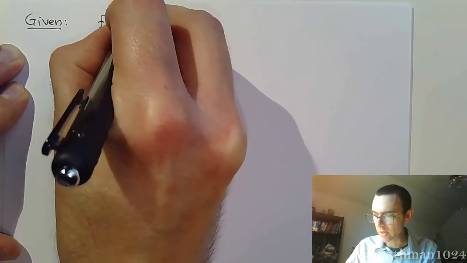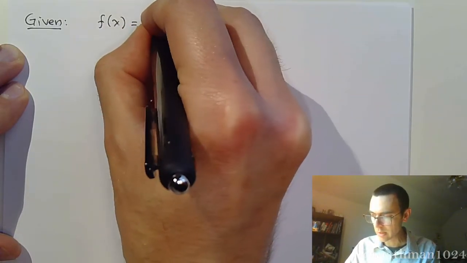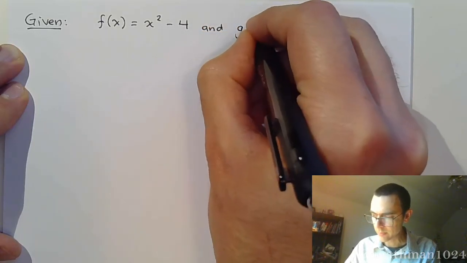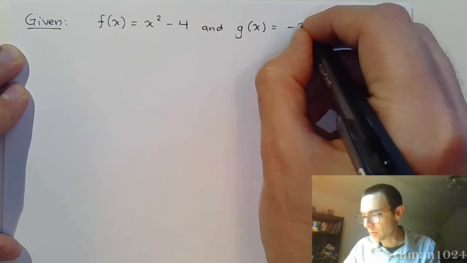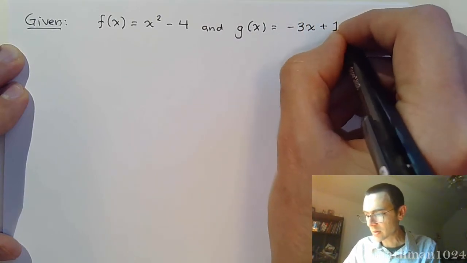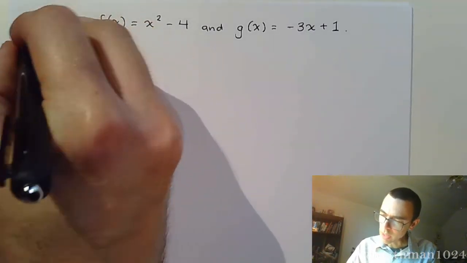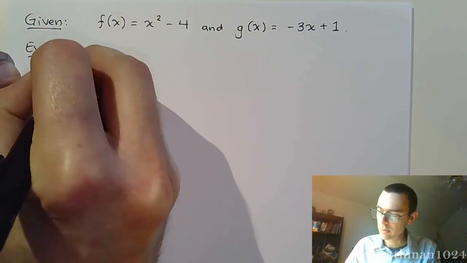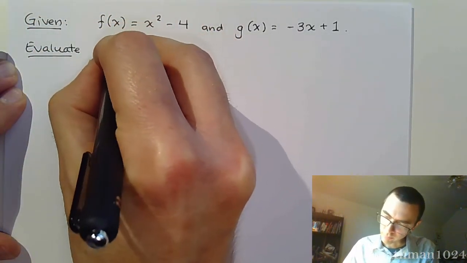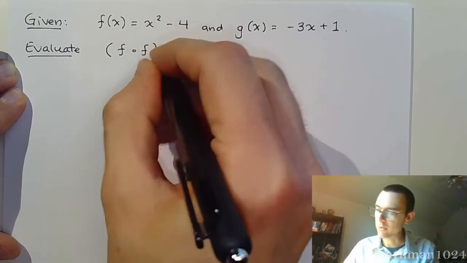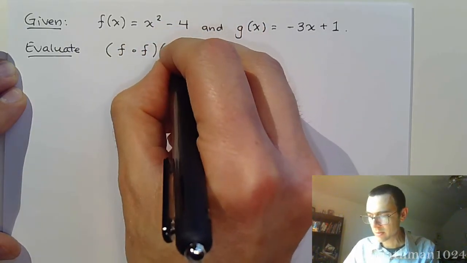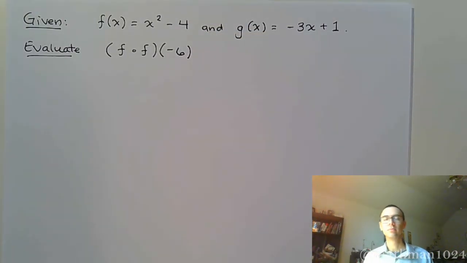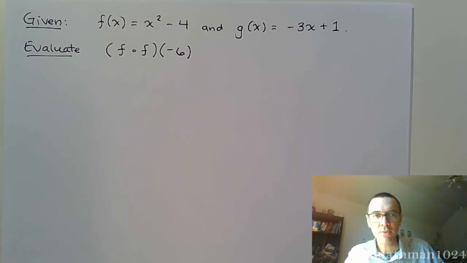Let's do this. Let's say f of x is equal to x squared minus 4 and g of x equals negative 3x plus 1. And I want you to evaluate f of f of negative 6. So f of f of negative 6.